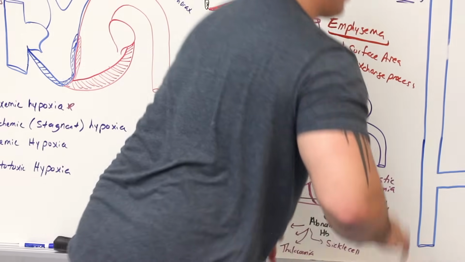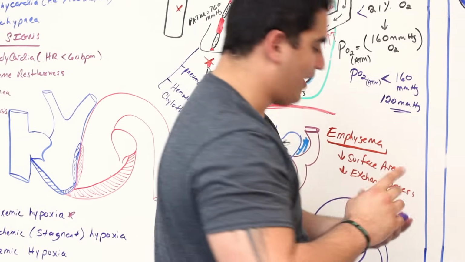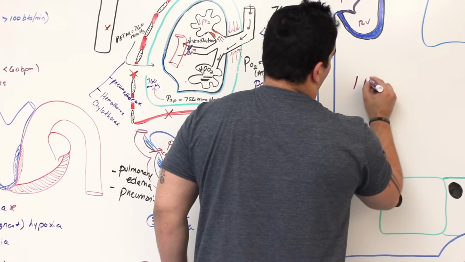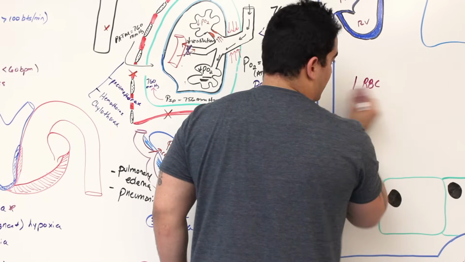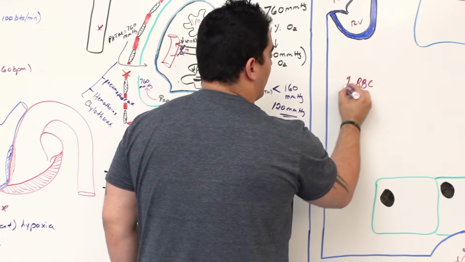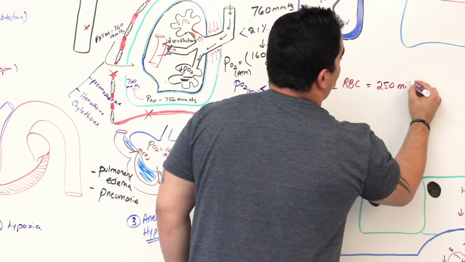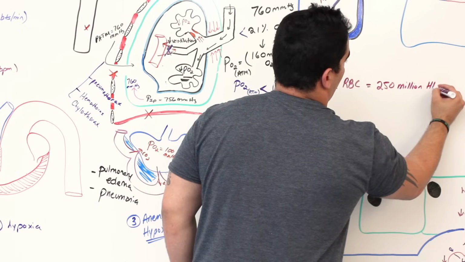Why am I stressing this? I want to make a quick point of how crazy this is. Okay, in one red blood cell, this is insane. In one red blood cell, you have 250 million hemoglobin molecules.